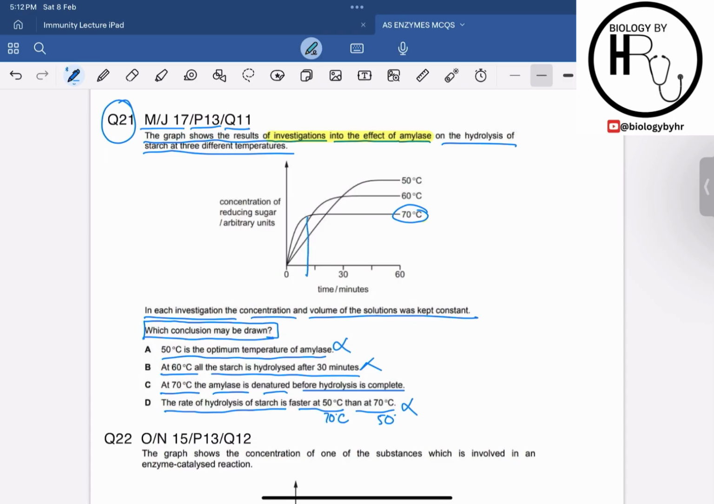Why is it true? Because you can compare it with the other graphs, where the concentration of the reducing sugar is reaching greater heights than at 70 degrees Celsius, right? So it is denatured before the hydrolysis is completed. Hence the concentration of the reducing sugar is the least over here. So the correct answer over here would be option C. I hope that this MCQ is clear to all of you.